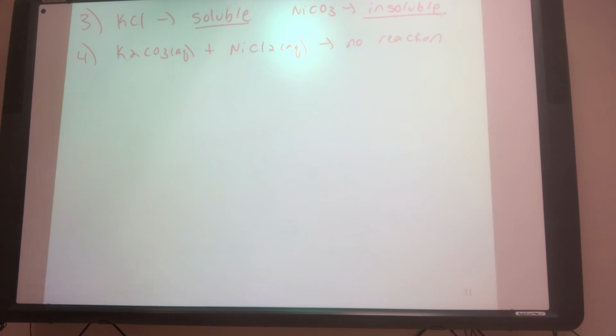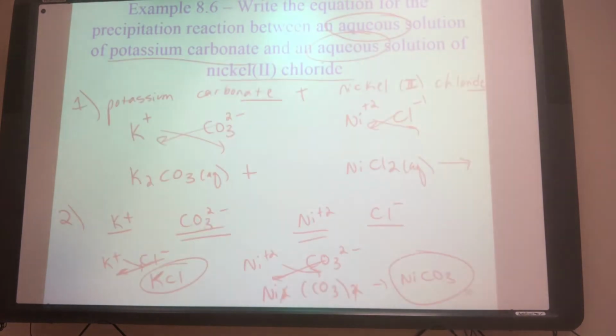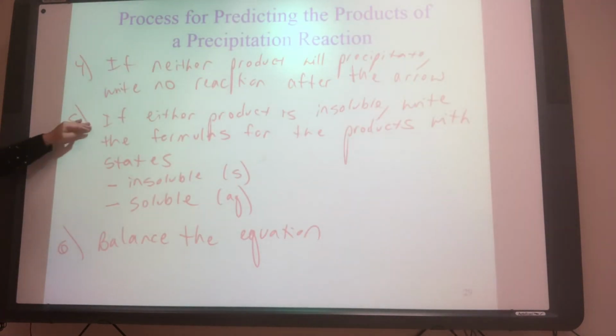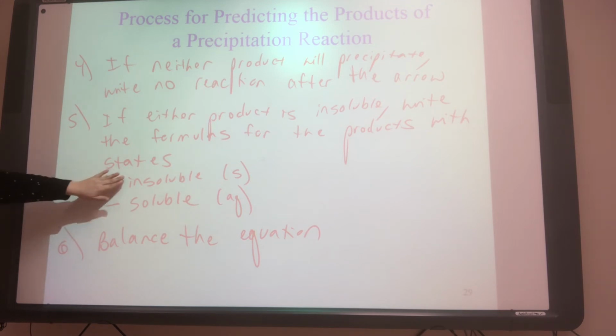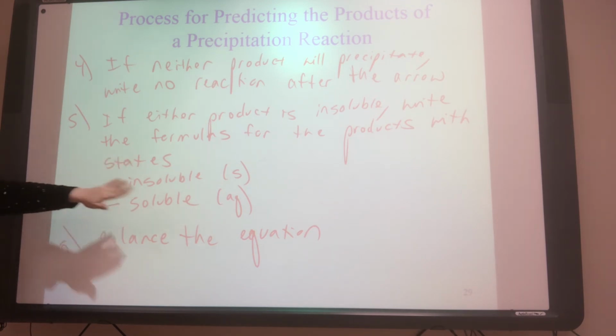That's what you would write if both of these were soluble. But that's not the case. So since it's not the case, you just skip this step. Okay? If it was the case, you'd write that and you'd be done. So if it's no reaction, you just write no reaction and you're done for this part. But if it isn't, then we have to do step 5. And step 5 said, if either is insoluble, write the formulas with their states. If it's insoluble, it's a solid. If it's soluble, it's aqueous.